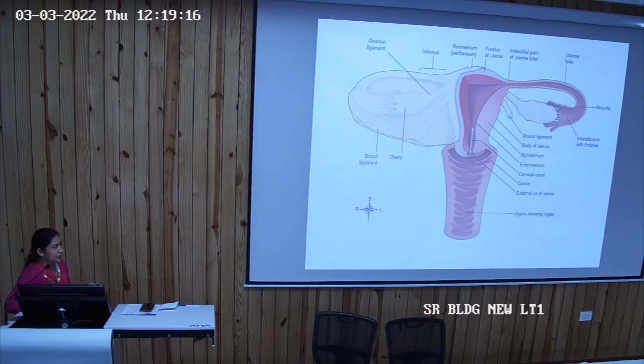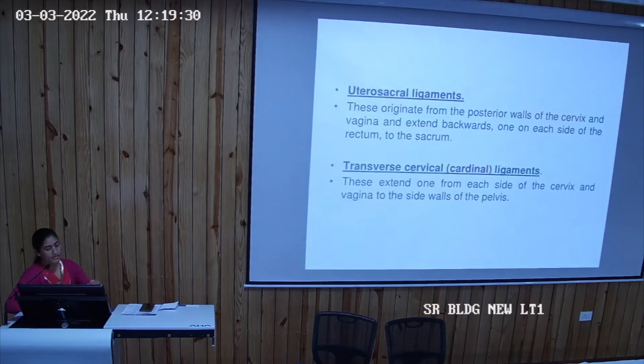So, it is very broad in structure. That's why it is called the broad ligament. Another support is the round ligament, that is starting from the junction of the fallopian tube and the body, and it is one of the contents of the broad ligament. There are other ligaments that are supporting it. One is the uterosacral ligament, other is the transverse cervical ligament. So there are a lot of supports of the uterus.